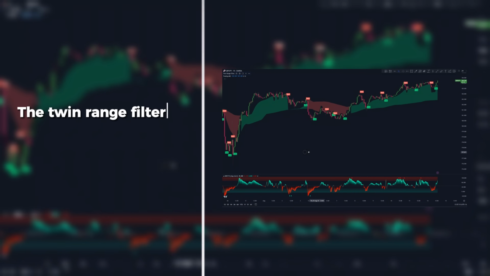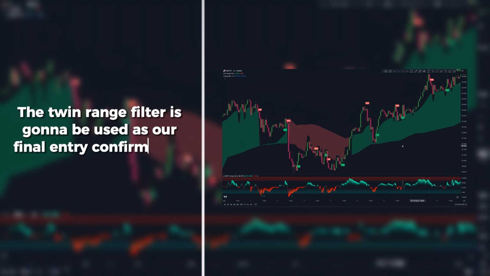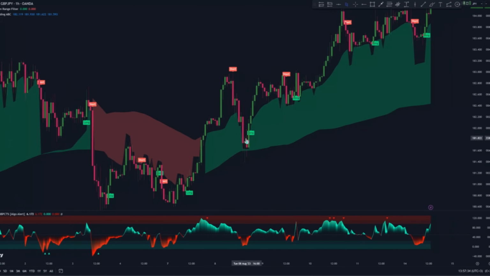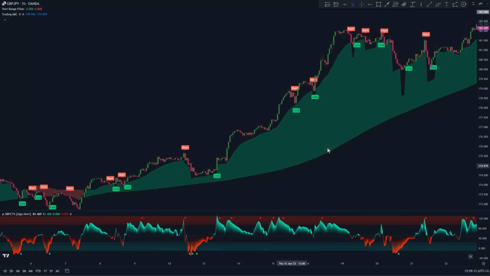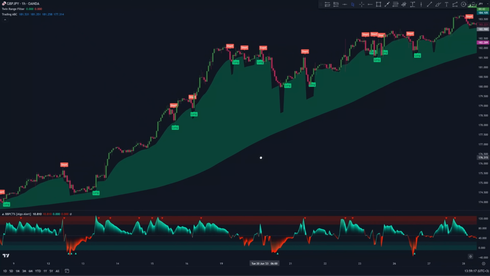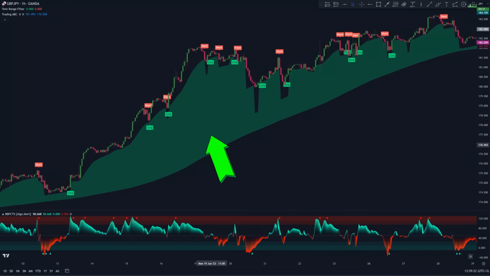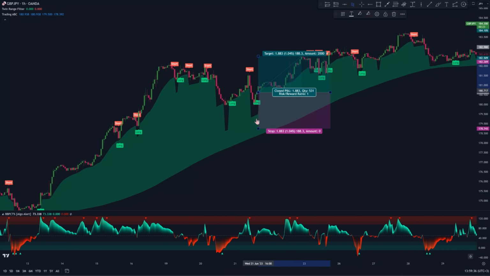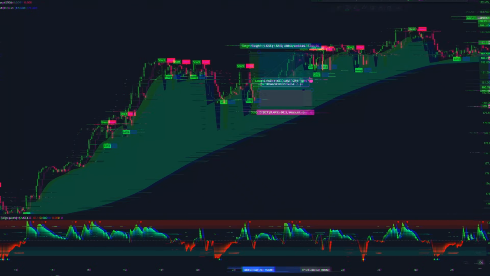The Twin Range Filter is going to be used as our final entry confirmation indicator. When it says buy, we buy, and when it says sell, we sell. The Trading ABC indicator is going to be used for trend confirmation. When this trend cloud is colored green and the price is trading above it, that indicates a bullish trend, and so we're only going to be looking to take long trades.